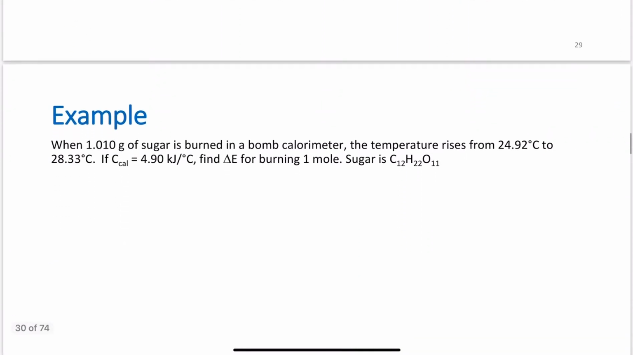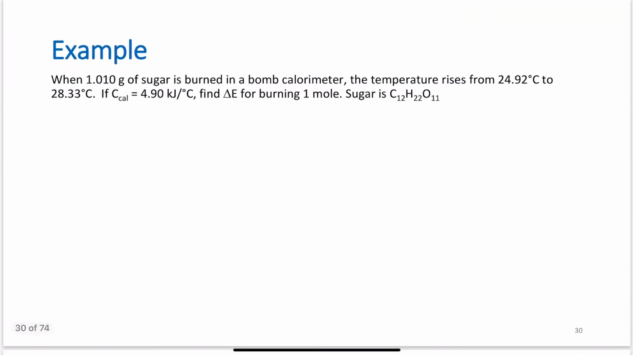Okay, another example. When 1.010 grams of sugar is burned in a bomb calorimeter, the temperature rises from 24.92 degrees C to 28.33 degrees C. If the calorimeter constant, that's what I was looking for, is 4.90 kilojoules per degree C, find your change in energy for burning 1 mole, and then it gives you the formula of sugar.